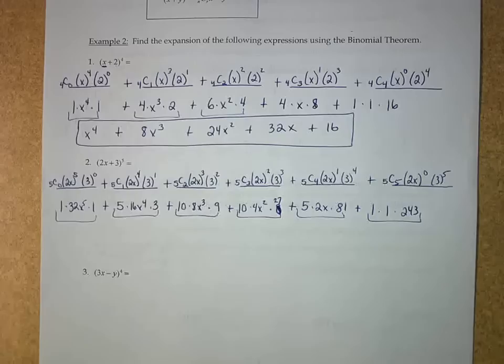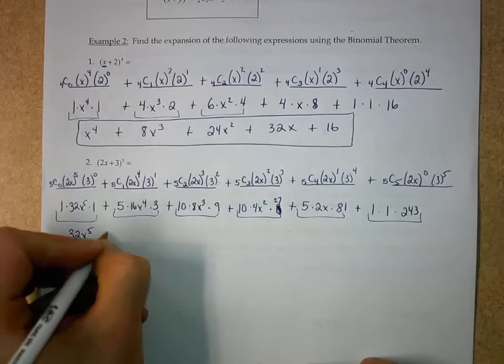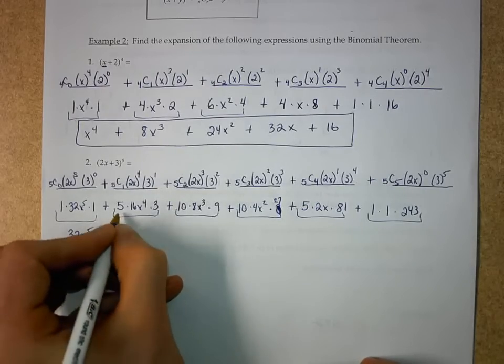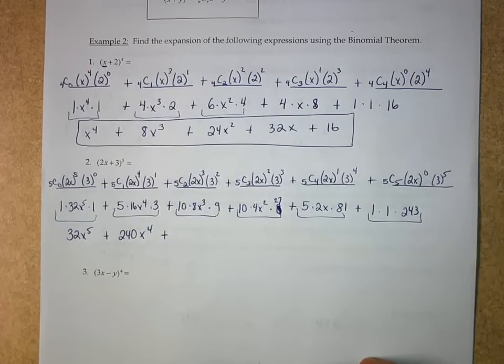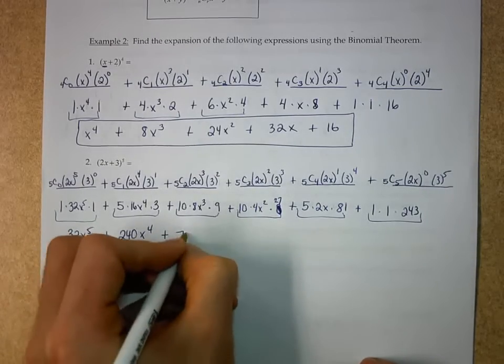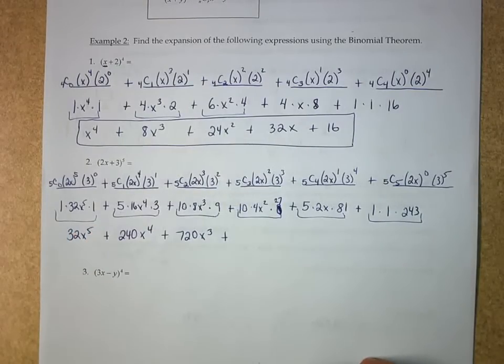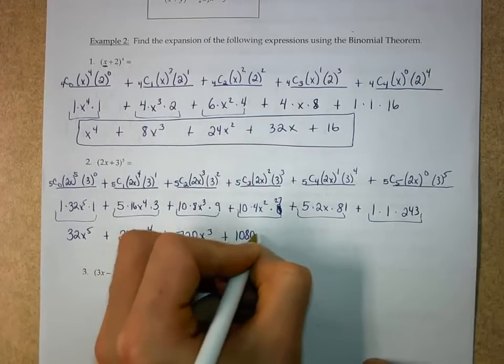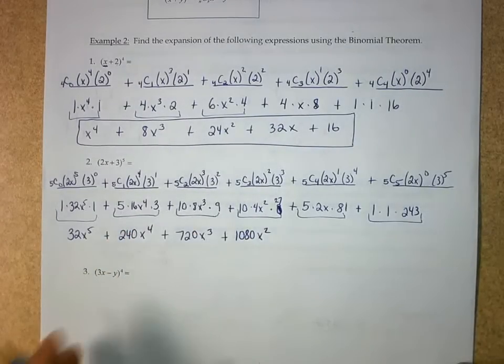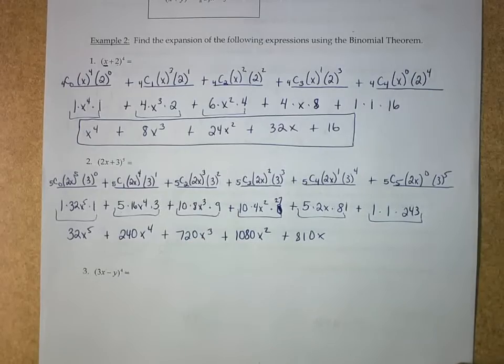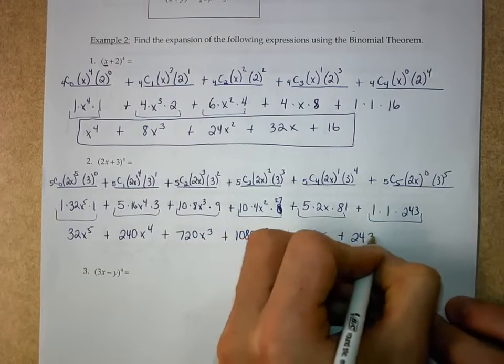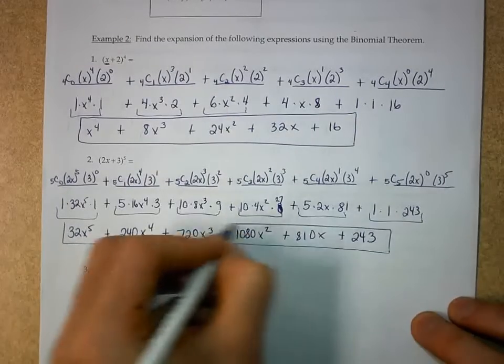And I can combine everything within those terms, which is going to give me 32x to the fifth. Next one, multiply 5 times 16 times 3, that's 240 x to the fourth. 10 times 8 times 9, that's 720 x cubed. 10 times 4 times 27 is 1080. 5 times 2 times 81, that's an easy 810. And then 1 times 1 times 243 is just straight up 243.